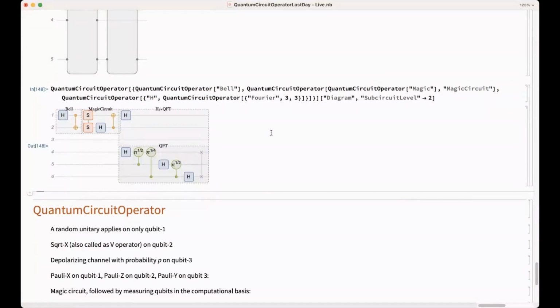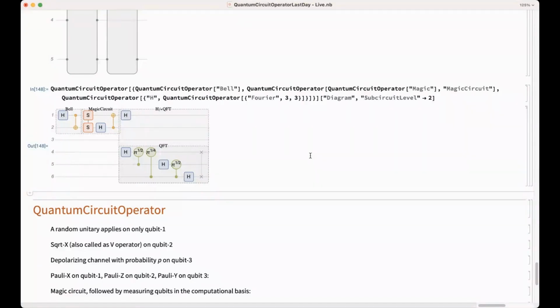Okay, any other question, any other comment? Okay, let's do some of those. Those are very simple, but it's a quick overview of interesting, important design features of our quantum circuit operator. Let's go through some of those questions.